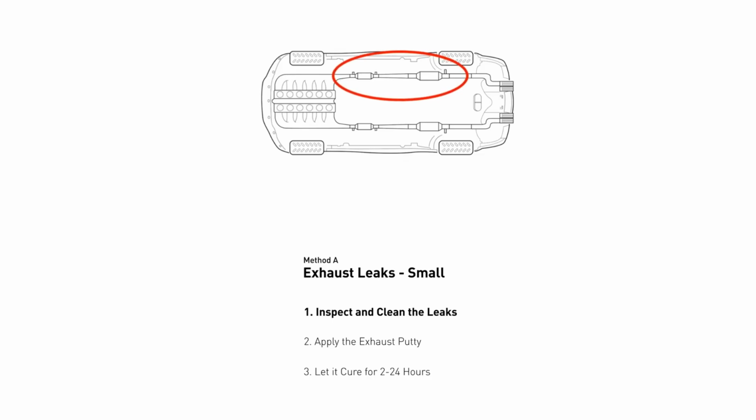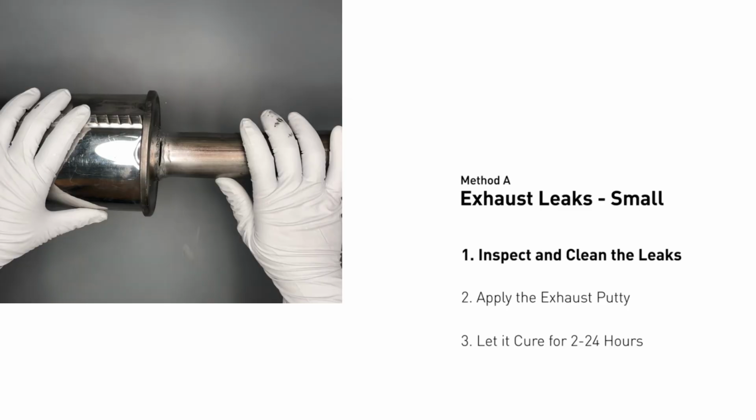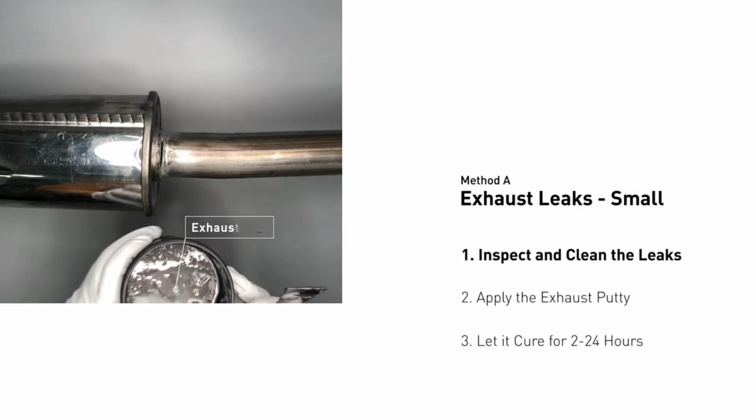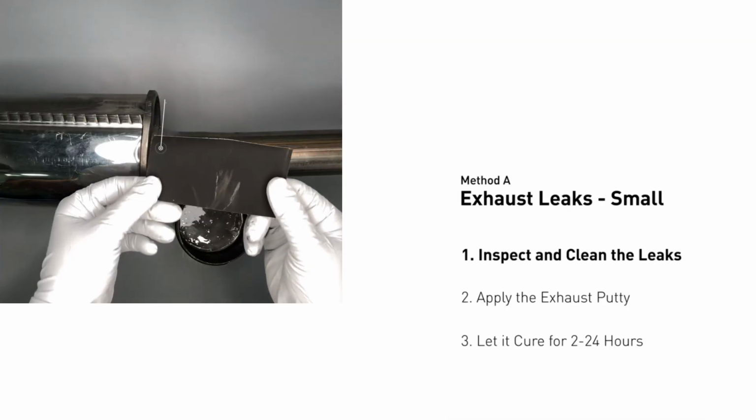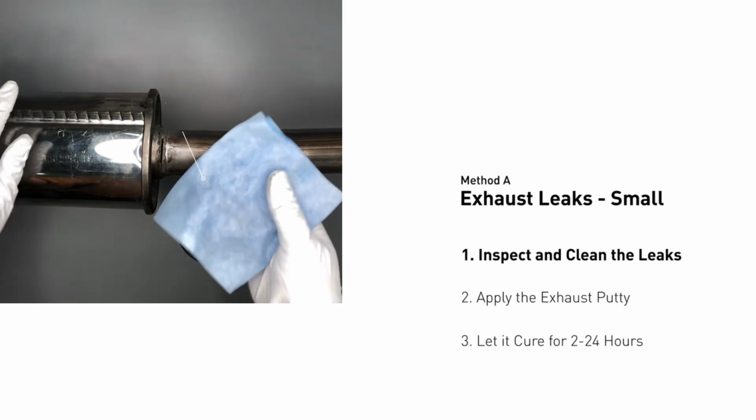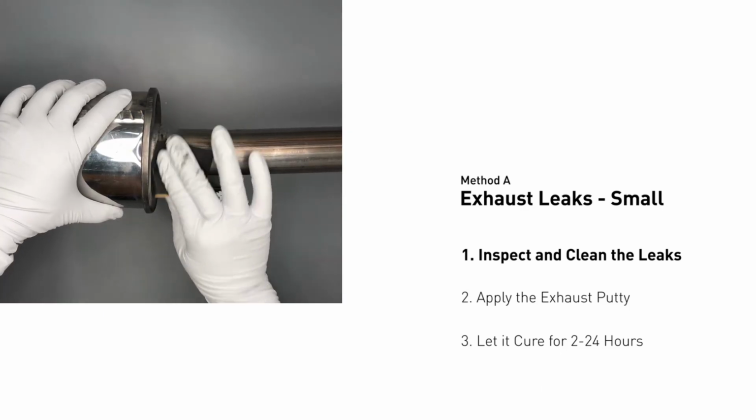The exhaust system begins at the engine combustion chambers and runs along the undercarriage of the vehicle, eventually ending with the visible tailpipe. If you have a small leak around the corner, get some exhaust putty to seal it up. First, get sandpaper and a wet wipe to clean the leaking area for better application.